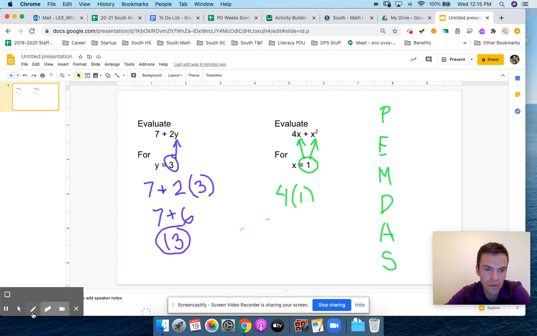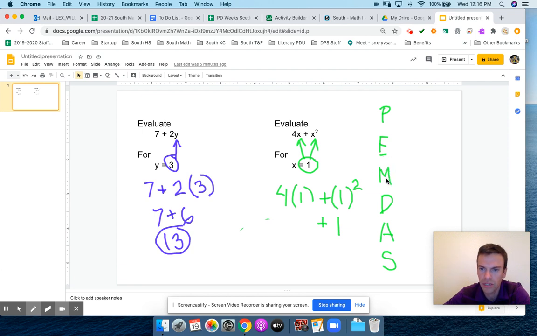Okay, so we have 4 times 1, and then plus, and then we plug in 1 for x again. I'm going to put it in parentheses just so you remember that, hey, there was an x there as well, and then square that. Remember, anything squared is going to be that number times itself. So 1 times 1 is just 1. Okay, so we took care of that exponent part, which was the E.